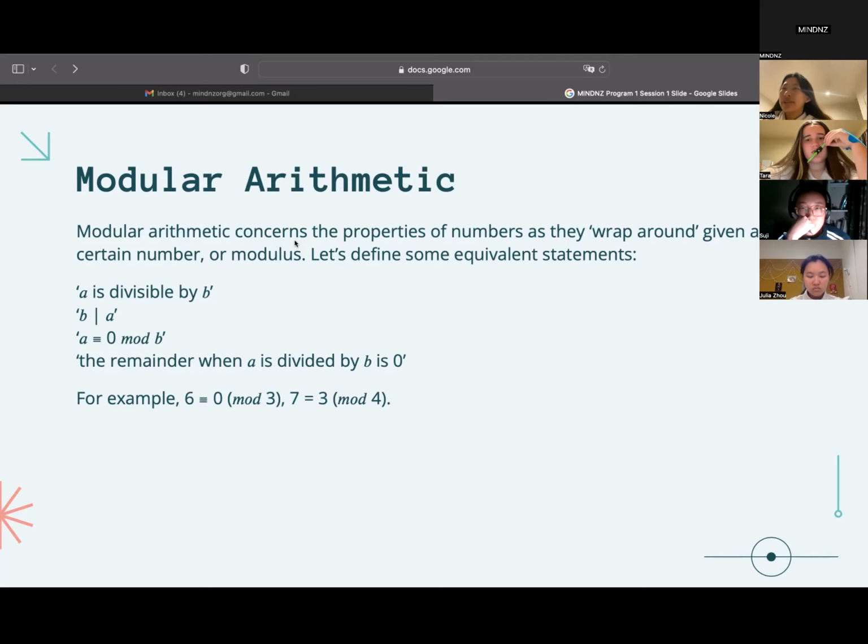Oh, when 6 is divided by 3, the remainder is 0. Yeah, okay. Does that make sense? Okay, so does everyone kind of understand this notation?